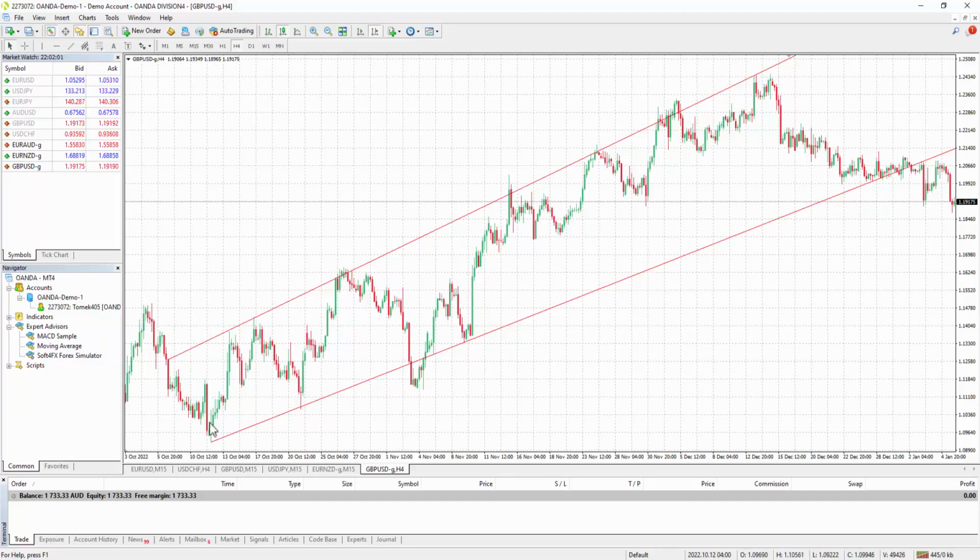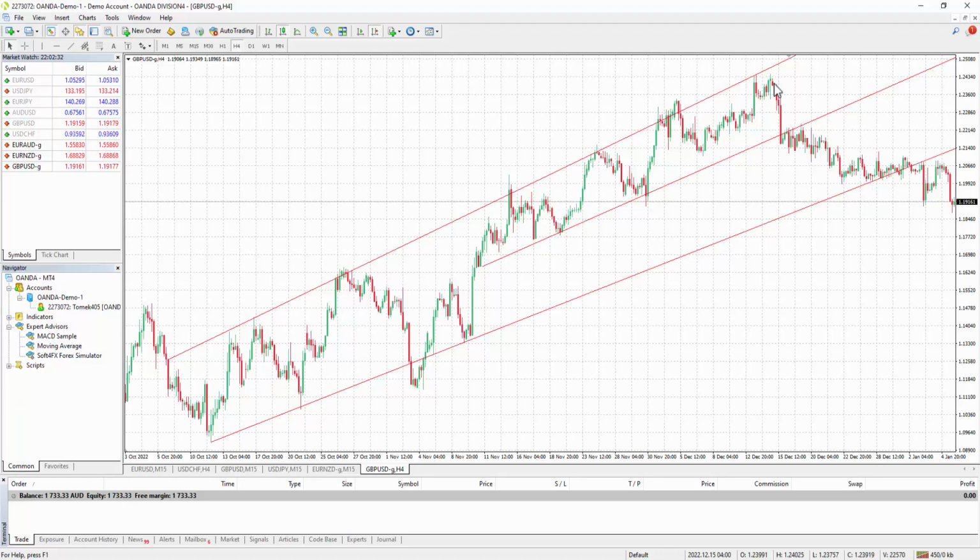What we see here is that the price bounced from the bottom to the top of the trend line, then bounced to the bottom, to the top, to the bottom. And then what happened here, actually I can draw another trend line like this. And as you can see, the price goes up, bounces to the bottom, bounces to the top, bounces to the bottom.